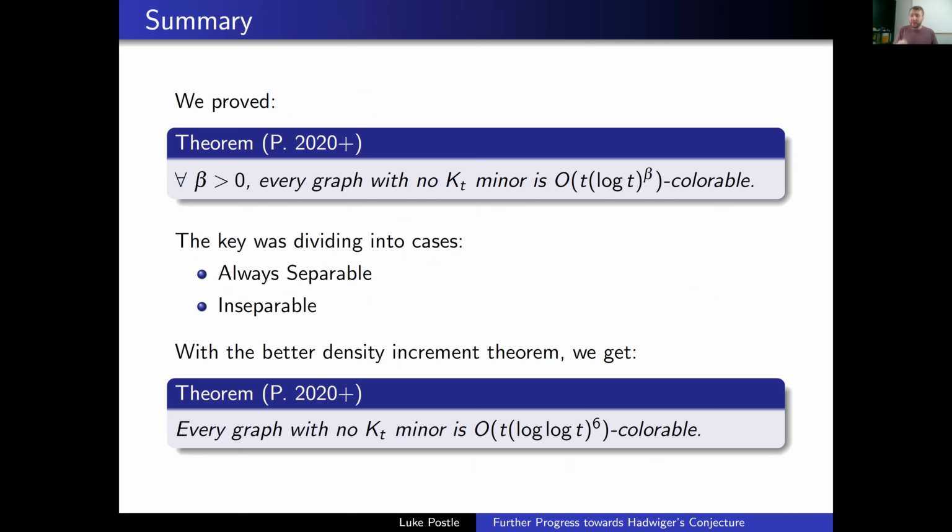and building either recursively or sequentially the minor. And with the density increment theorem, which again I don't have time to talk about today, and tell you the proof of that, and also how I improved on it, but if you just slot that into this, you end up with O(t log t to the 6th) colorable for graphs with no K_t minor.